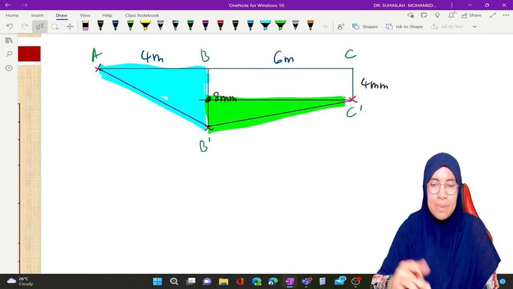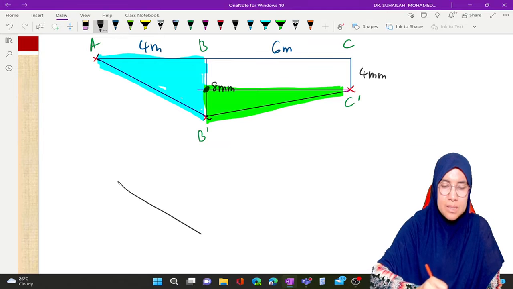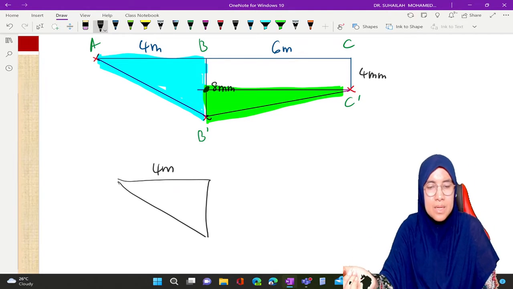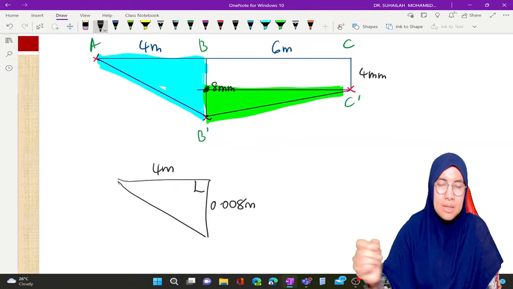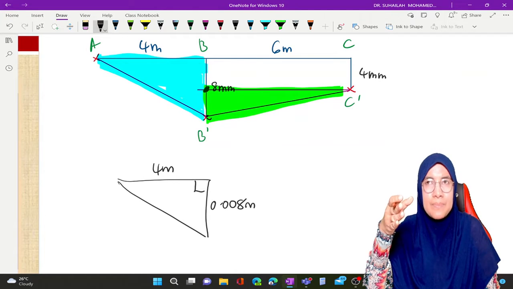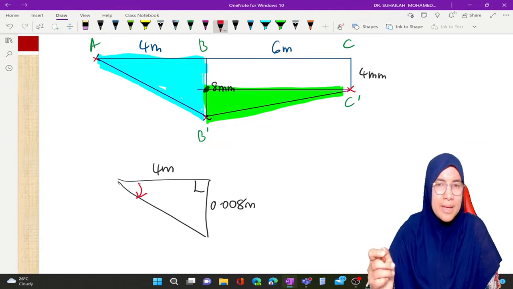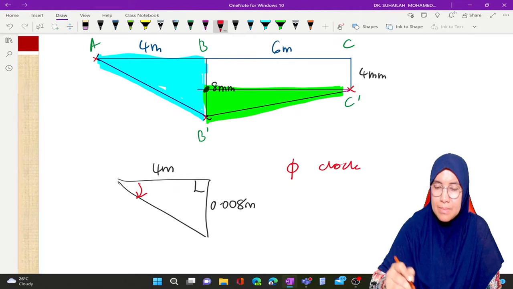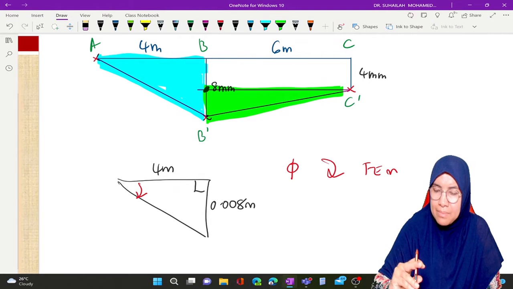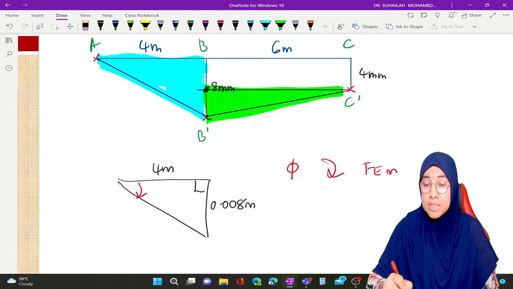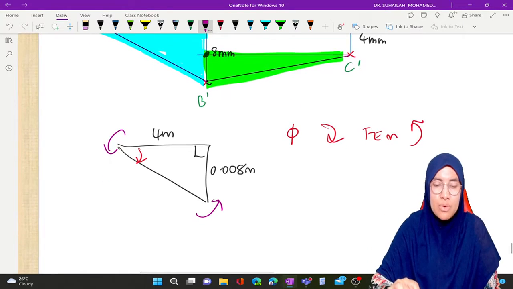For AB, we have this. Length is 4 meter. Delta is 0.008 meter. This is the perpendicular between the length and the delta. The angle is clockwise, so the FEM must be counterclockwise. So the moment will be counterclockwise.